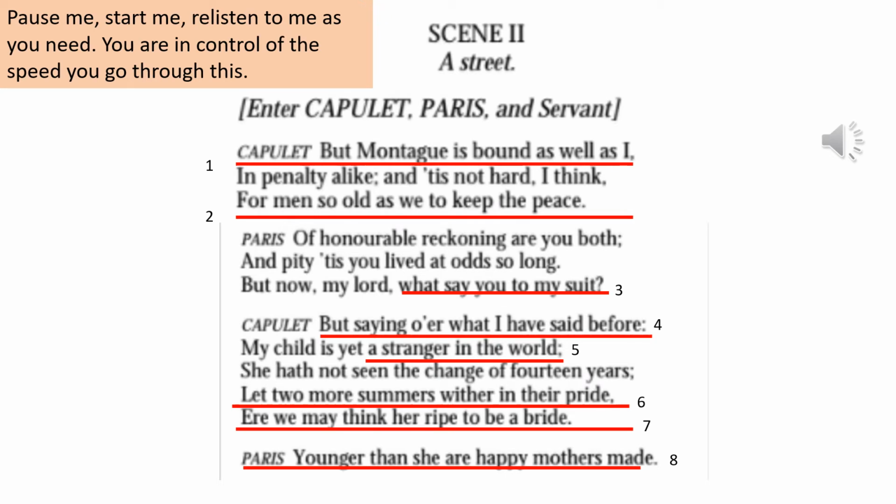Okay, so looking at my underlining of 1, if you remember, at the end of the prince's speech, he says that he wants to see Capulet and Montague to discuss the fight and the way forward. He sees them separately, but Capulet seems to think that that discussion went well and that peace is going to be found, because he says, "But Montague is bound as well as I." So they've both given their word to the prince that no more fighting is going to take place.